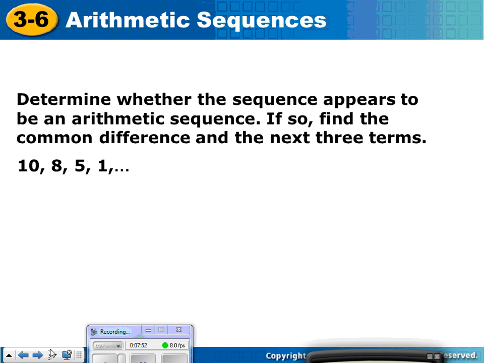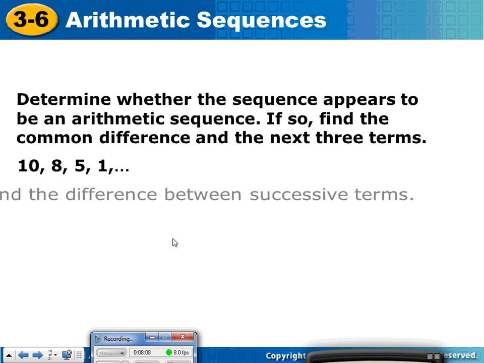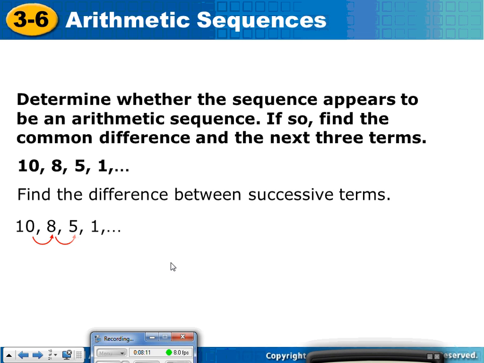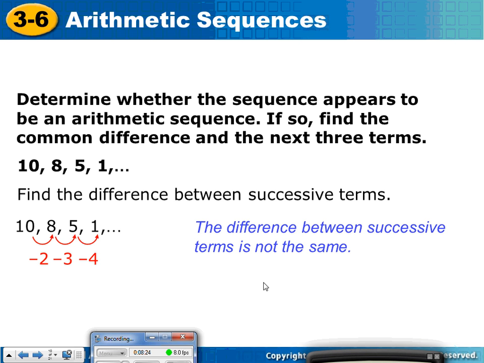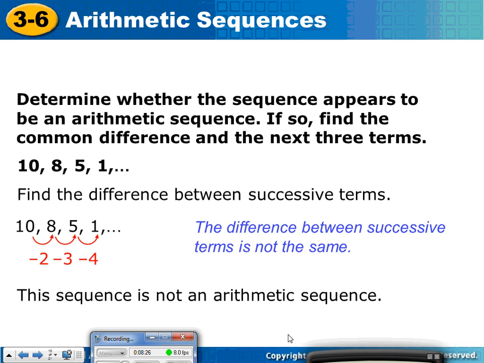Here's this one. I have 10, 8, 5, 1. Is it arithmetic? What's the difference here? Difference here is 2. It goes down 2, down 3, down 4. Is that the same number all the way through? No. The difference is not the same. Since it is not the same, it is not arithmetic.